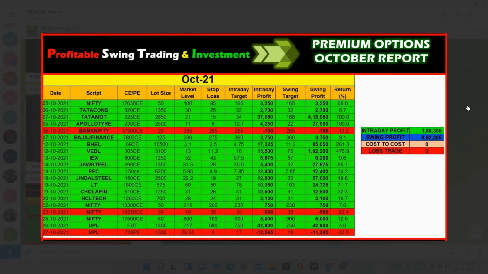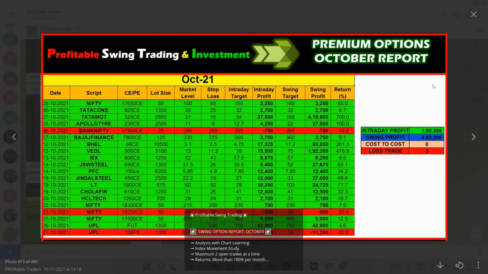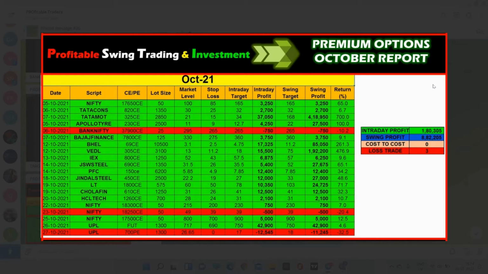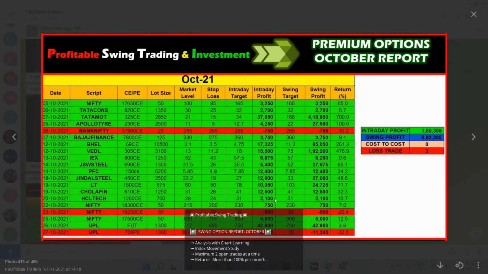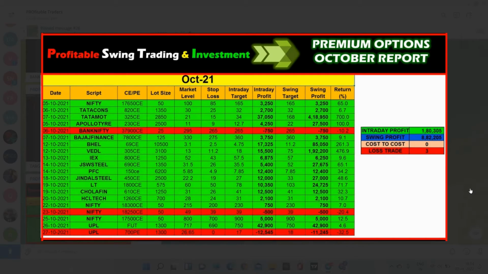All right, and this is our intraday profit, as you can see right over here, that amounts to almost 1,80,000, and swing profit 8,82,000. Only 3 trades, if you count out of these many trades, didn't go in a direction and were sideways, and made a loss. Eventually the stop loss was hit, and that's why we took a hit on that. Okay, but if you see the winning trades versus the losing trades, the winning trades are definitely much more than the losing trades. Okay, this is one thing.